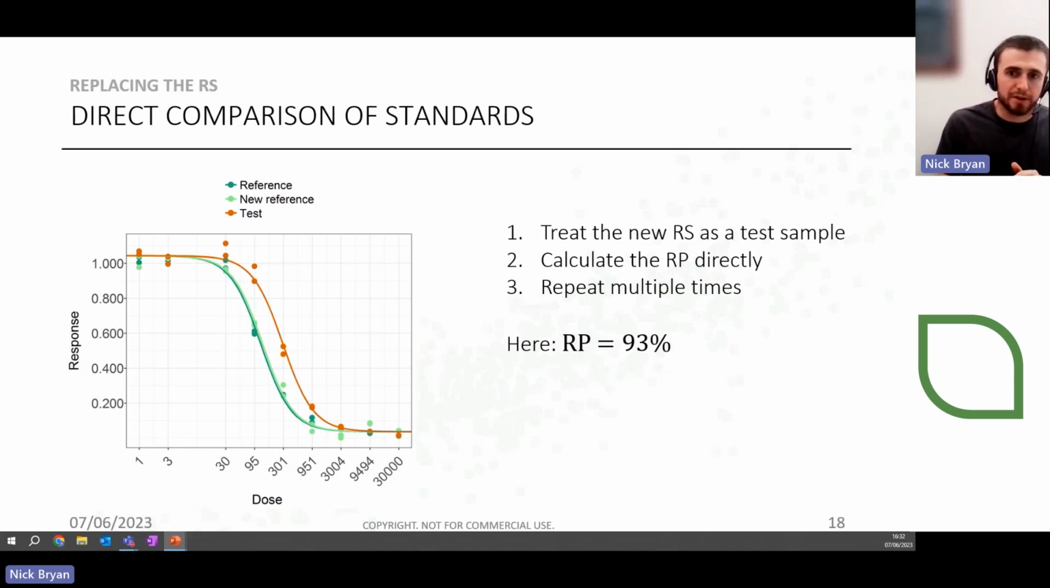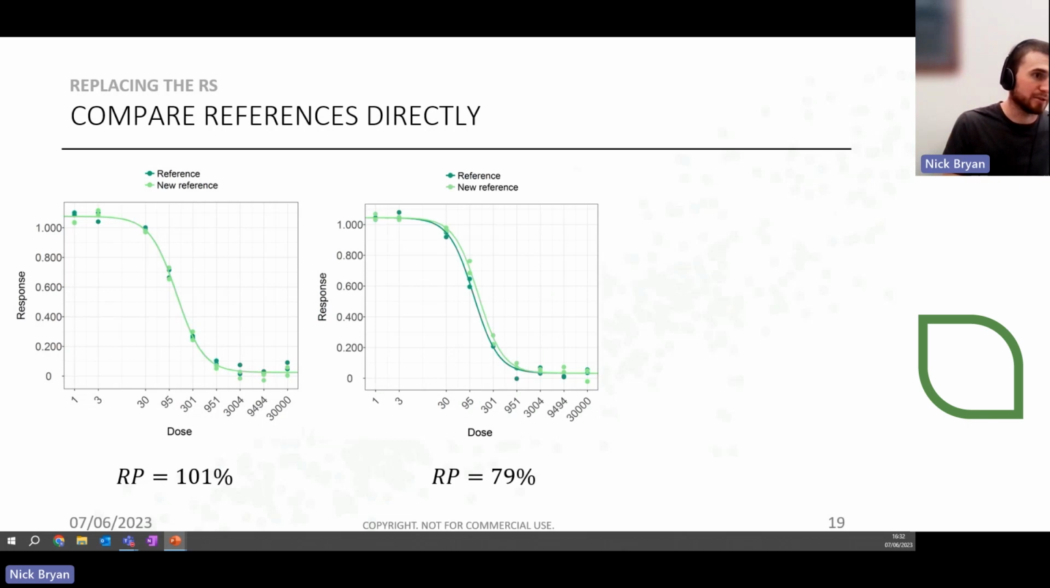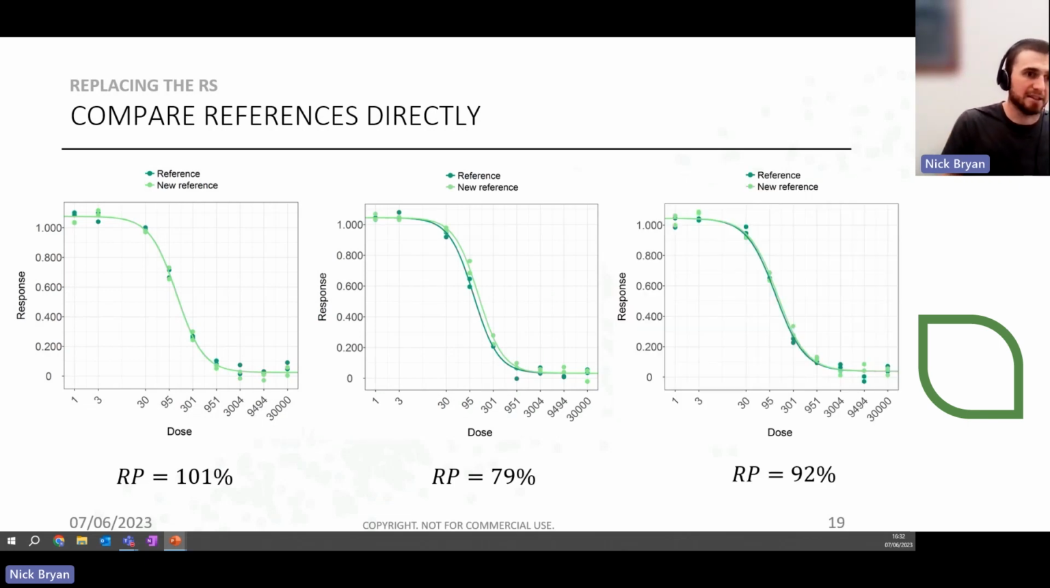So in this case, we can ignore the orange line and just look at the green ones, and we would say that we're going to treat the new reference standard as a test sample and calculate the relative potency directly. And we'd then repeat this multiple times because, as ever in bioassay, we wouldn't make decisions based on a single plate. So in this case, again, we measured the relative potency and it's 93%. So we repeat that a few times. First time we get 101%. It's slightly higher. Then we go down to 79% and then 92%.